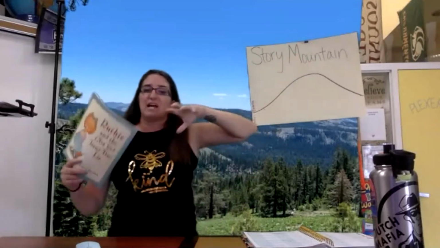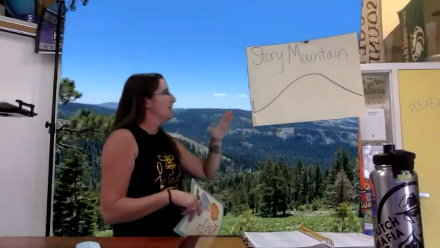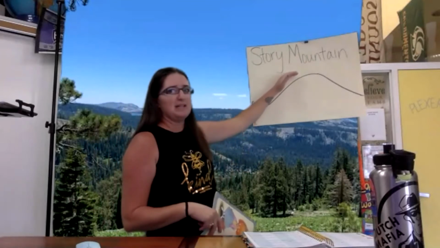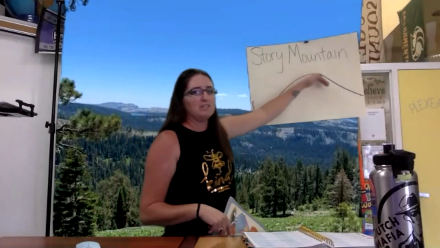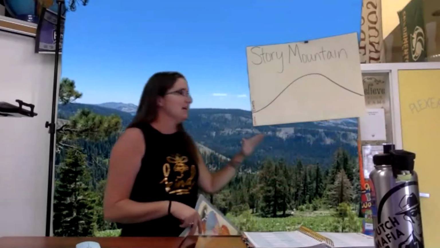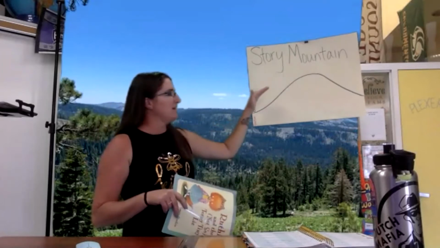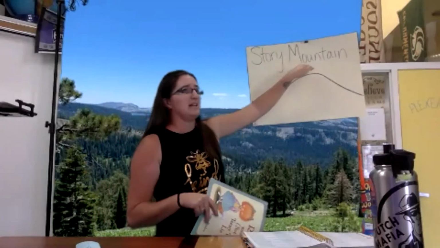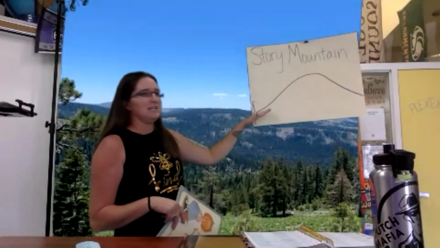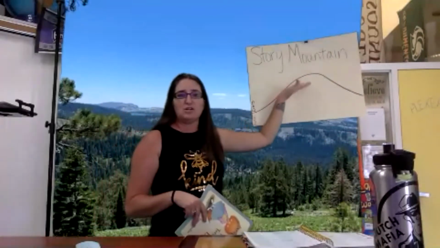The climax is that changing point in the story where you go from having a problem that's happening to now you have the solution, and the solution is on your downhill track, okay? So we're building up with the events that are happening, just the key events, until we hit that climax where we go from having a problem to having the solution to that problem.